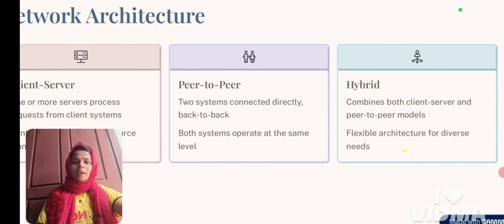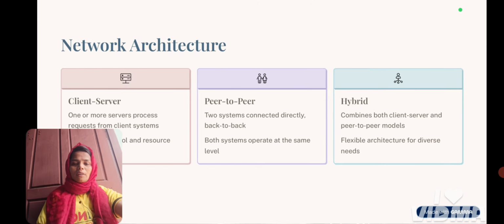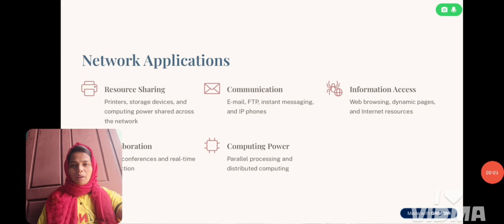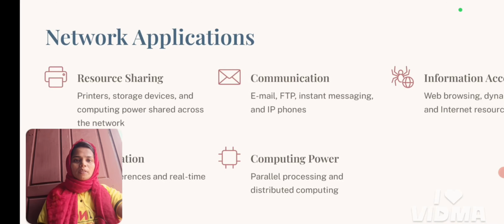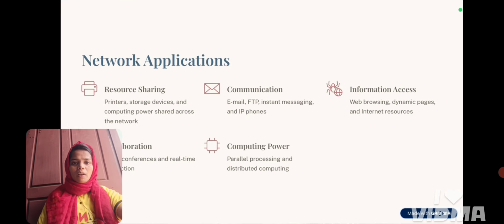Then hybrid means combining both the client server and peer-to-peer models. It is a flexible architecture for diverse needs, because if I need the availability of a client server system as well as peer-to-peer, then I can use both by using the hybrid system. Then we want to know in which areas we can apply computer networks. Okay, there are 5 types available: resource sharing, communication, information access, collaboration, and computing power.